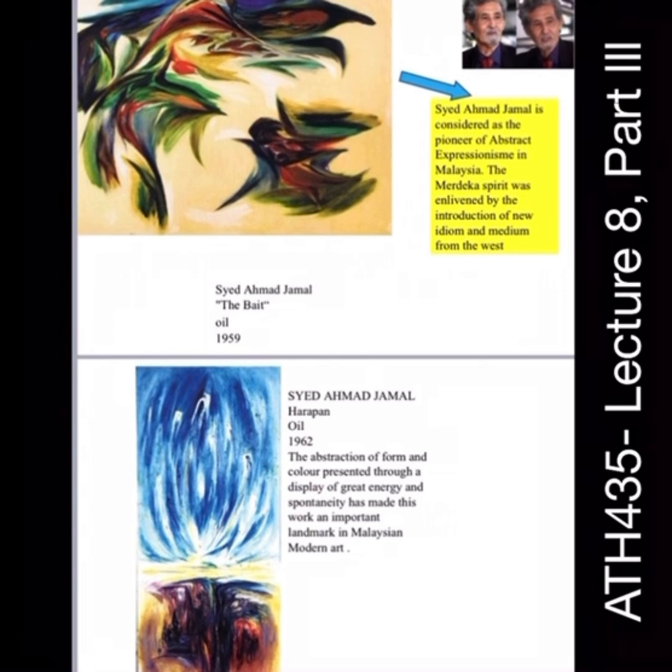For example, the work Bait, or Umpan, has strong abstraction, a spontaneous and unnaturalistic colour scheme, and even the spirit of merdeka of that time.